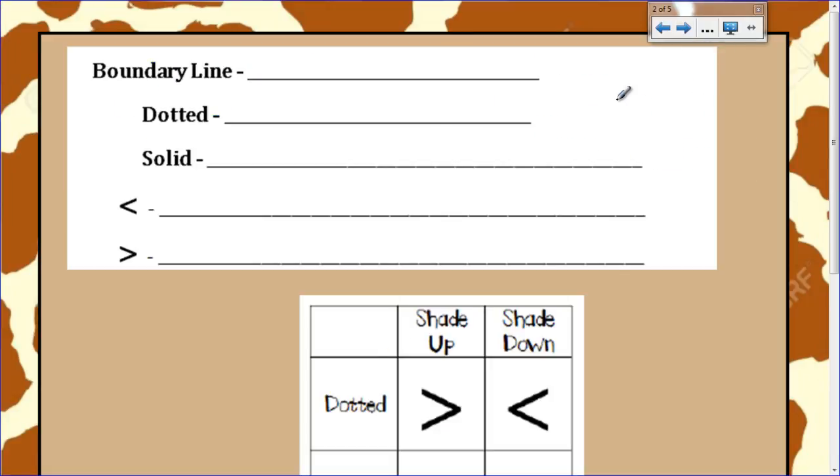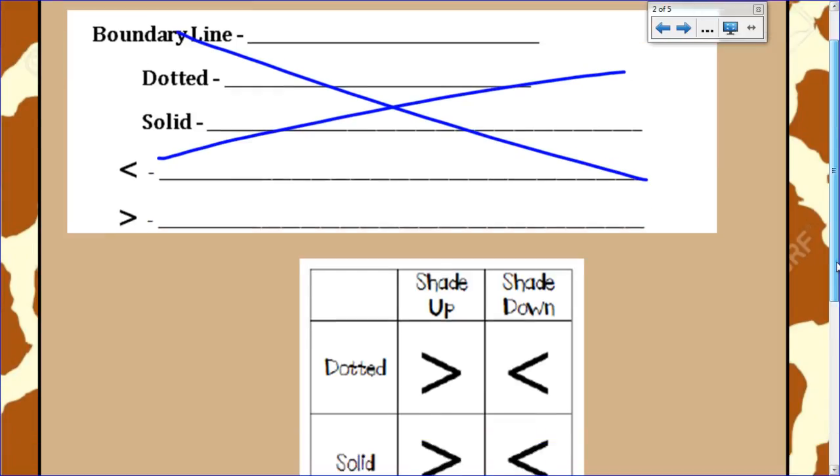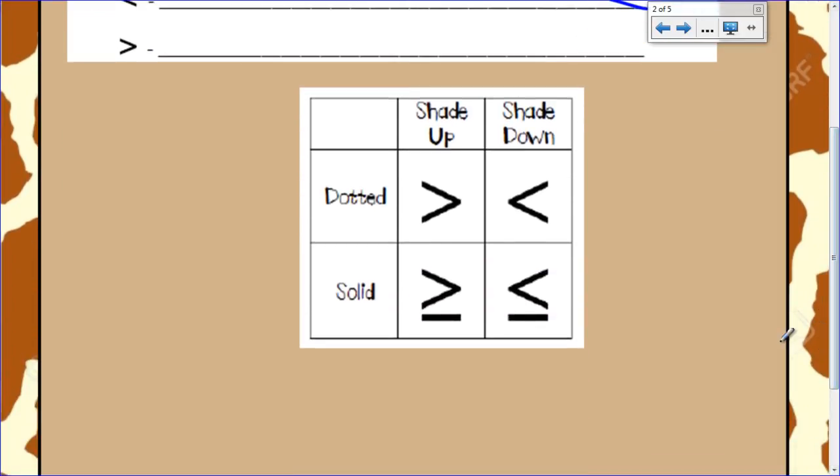So now this is the next part that you have on your notes. You have this part right here with all of these lines about boundary lines, dotted, solid. I want you to do this, and instead I want you to draw this chart underneath it because I find that this is much more useful. So pause for just a second, draw this chart, and then we will talk about what it means.